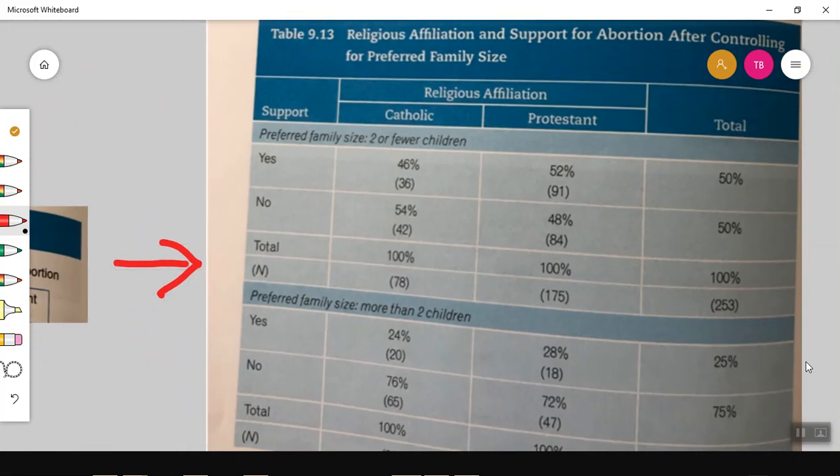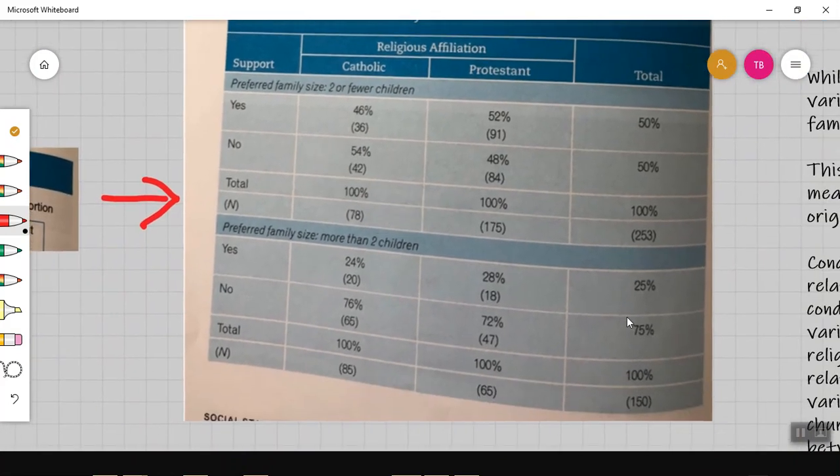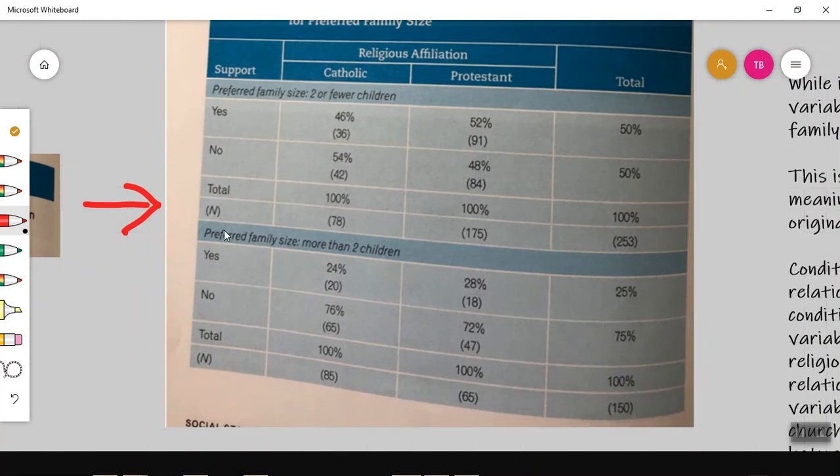Here's a final chart that they put together that combines everything. You start to see then, they have religious affiliation up here, Catholic versus Protestant, and whether people support abortion based on family size.